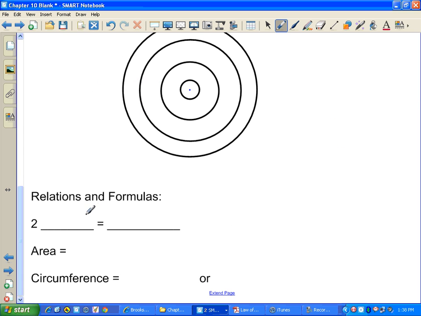All right. So some relations and formulas you need to know. If you take 2 times the radius, that equals the diameter. The area formula is pi times the radius squared. Circumference is 2 pi times the radius. Since 2r is a diameter, you could also say this is just pi times the diameter.